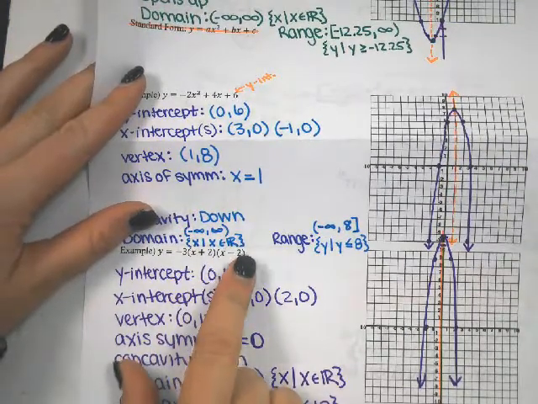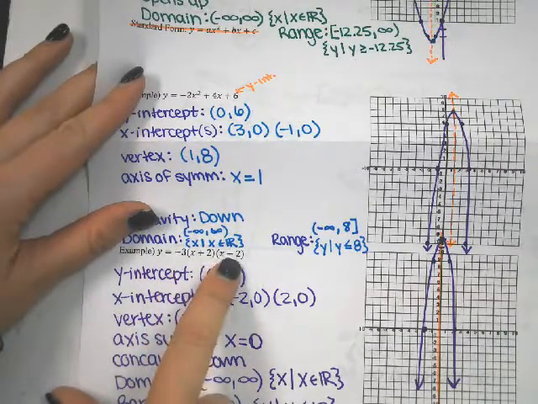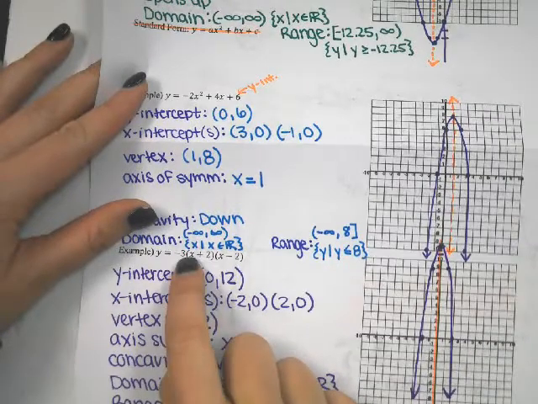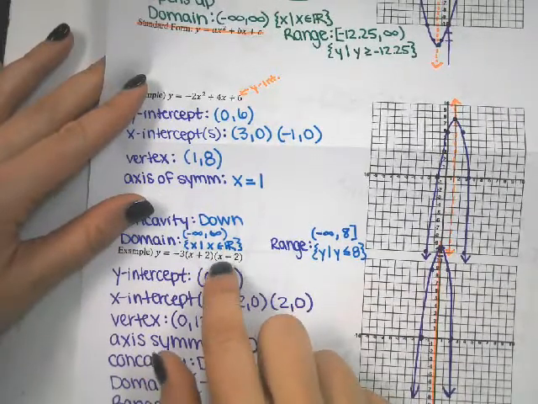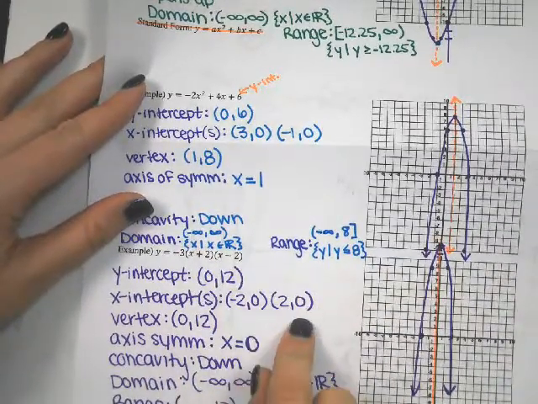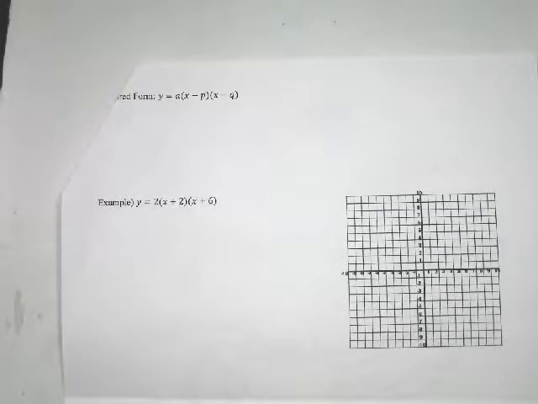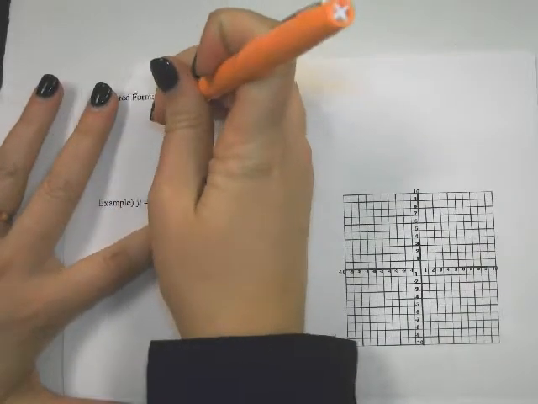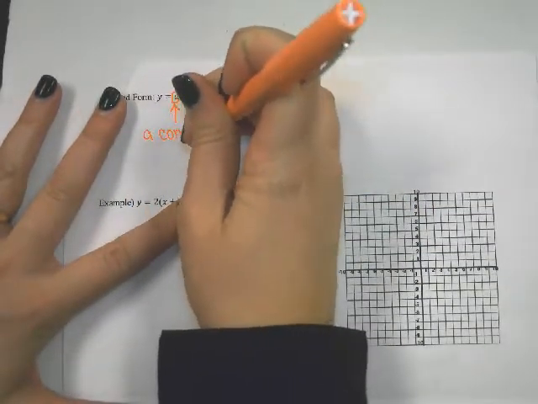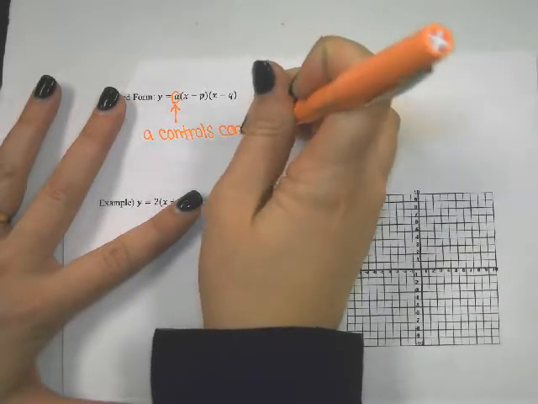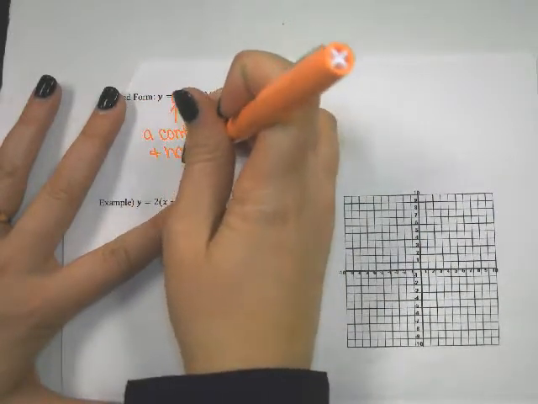The nice thing about factored form is we can quickly find our x-intercepts. So we have an x-intercept that goes along with each of our factors. So we look at what would make this factor 0, and we get an x-intercept of -2. What would make this factor 0? Well, 2 minus 2 is 0, so we get an x-intercept of 2. So whenever we look at factored form, the a value, a controls concavity, and how wide the function is.